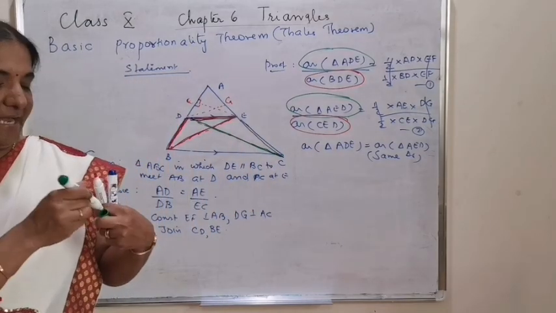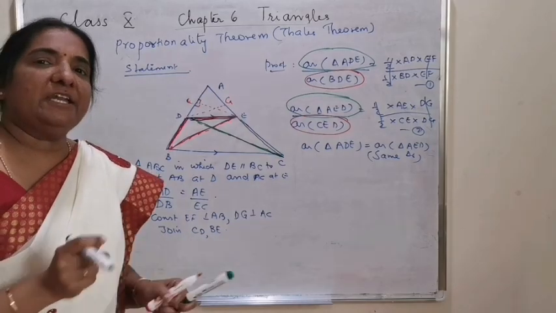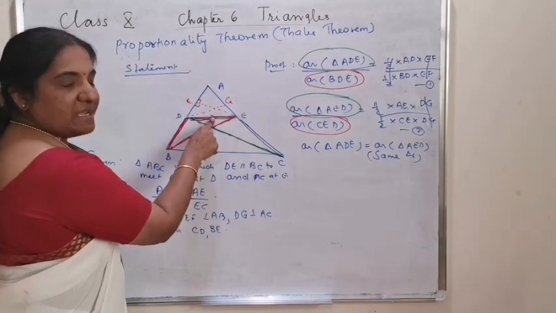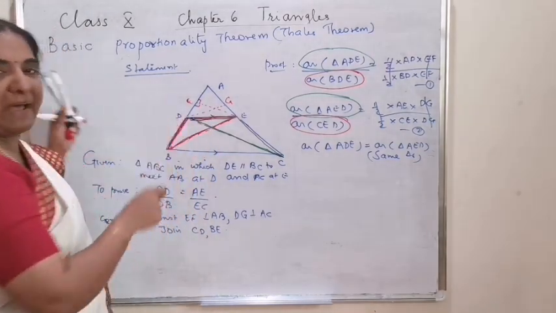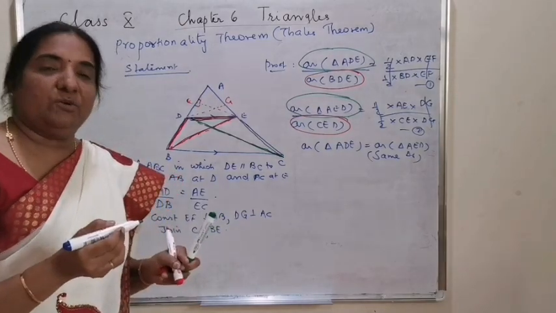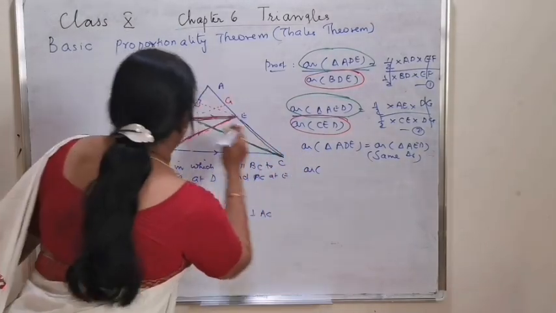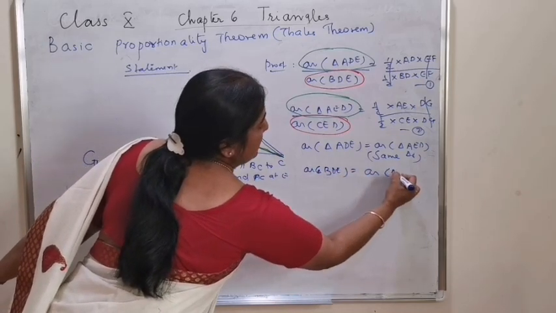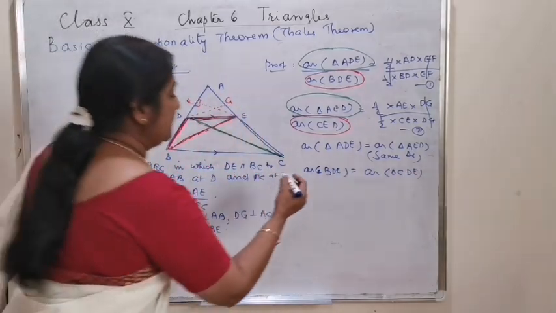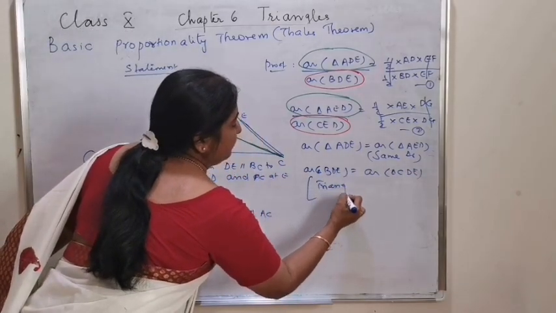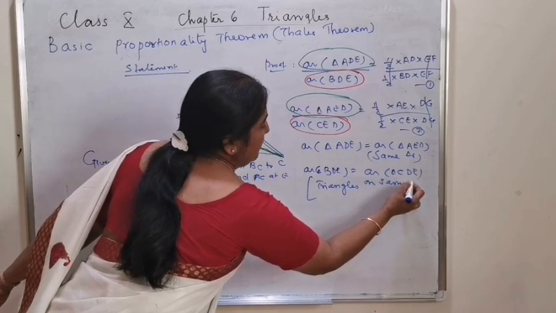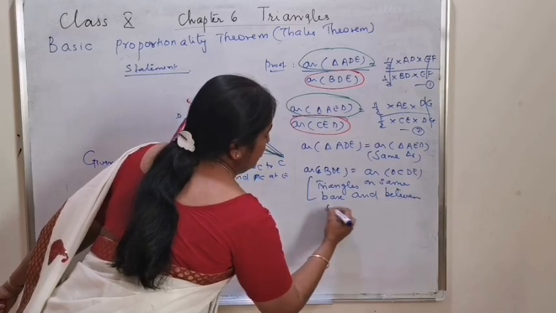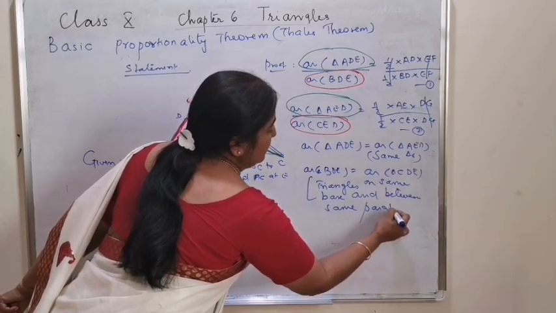Triangle BDE and triangle CDE. Can you find any relation between them? Yes, they are triangles on the same base DE, and between the same parallels, so their areas are equal. So you can write area of triangle BDE is equal to area of triangle CDE. What is the reason? Triangles on the same base and between the same parallels.